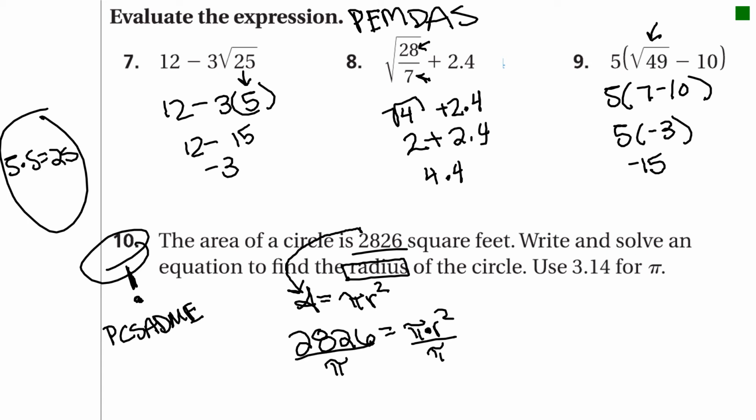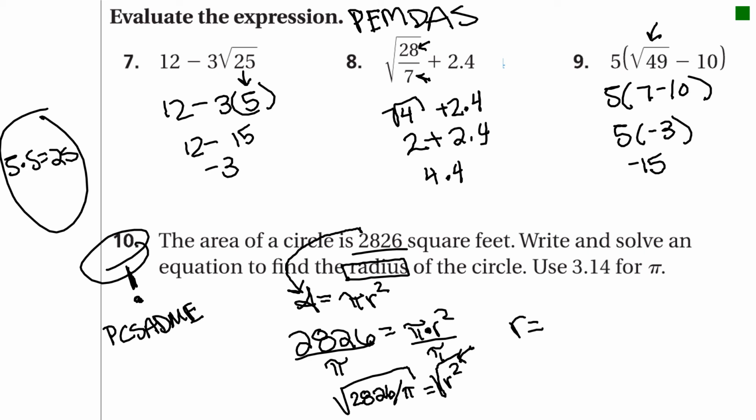We're going to divide by pi. Then we're going to have r squared equals 2826 divided by pi. I'm going to leave it like that for now. Exponents. Do we have exponents? Yes, we have a squared exponent. What undoes a squared exponent is square root. So we're going to take the square root of both sides.